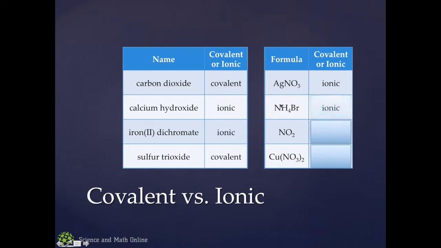Ammonium, ionic. Nitrogen, nonmetal, covalent. Copper is a metal, ionic. Okay, so you're just looking at that first element, with the exception of this being a whole polyatomic ion. And if it's a metal, it's ionic. If it's not, it's covalent. For me, the prefixes part is the backup. I'm primarily just looking at the first thing. Nonmetal, covalent. Metal, ionic. Metal, ionic. Nonmetals, covalent. And that's how I'm doing it, just looking at that first element.